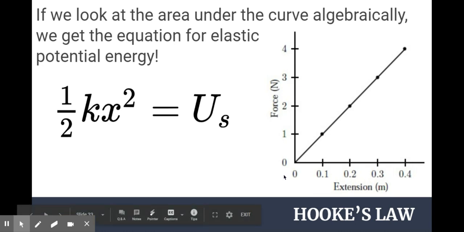And if you recall, 1/2 kx squared is the equation for elastic potential energy. So this helps us to get a feel for the fact that this type of graph, which we can use to help us understand the spring constant, also can help us get a feel for the elastic potential energy and the work that's going on in the system.